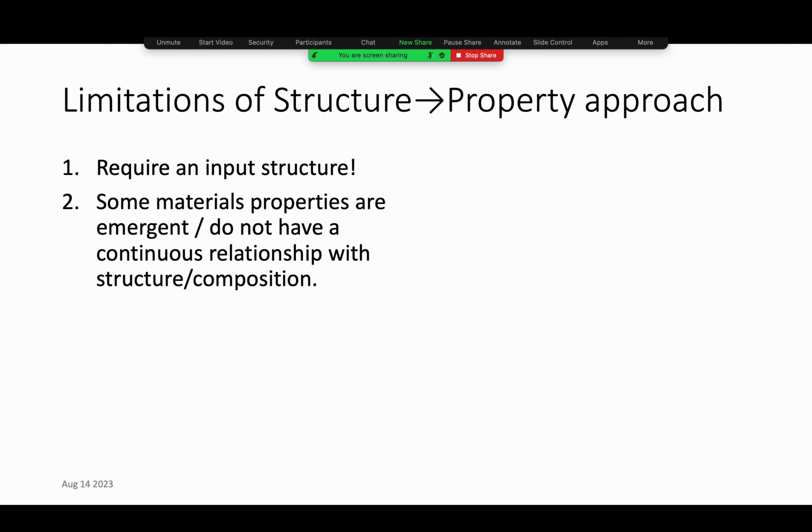And that's not ideal, right? We want to, if possible, skip DFT, right? There are also some properties that are emergent or do not have a continuous relationship with structure and composition, right?